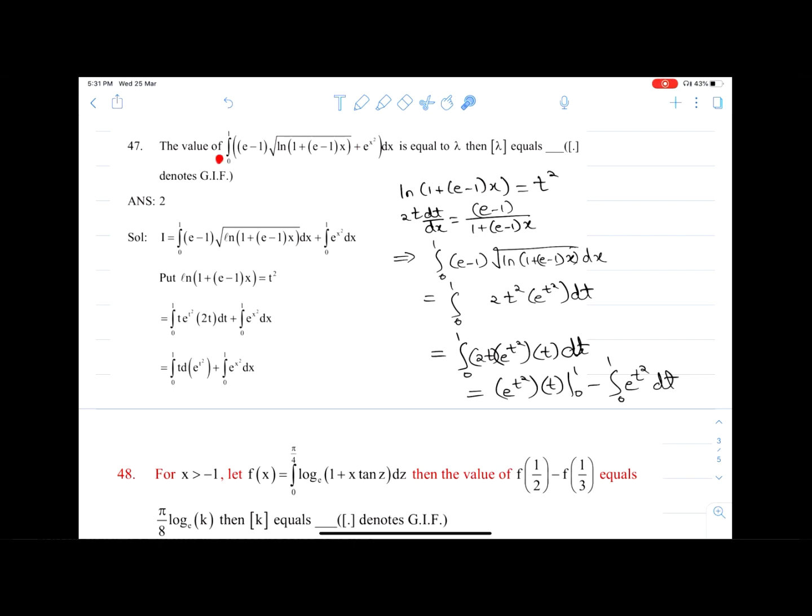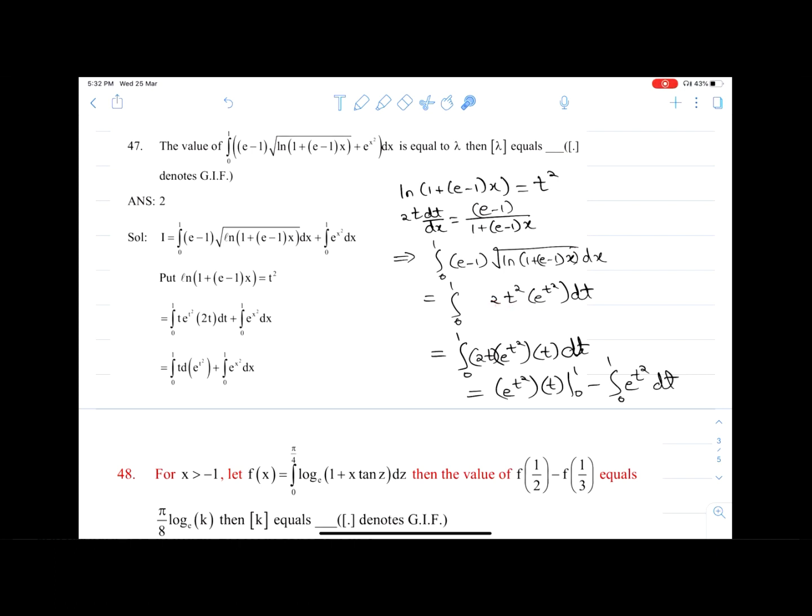I'm only trying to evaluate the first value. Integral 0 to 1 of root over ln of (1 + (e − 1)x) dx: let ln of (1 + (e − 1)x) be t squared, so root over t square will be t, and (e − 1) dx would be nothing but 2t dt times e power t square. So I just substituted this value here.